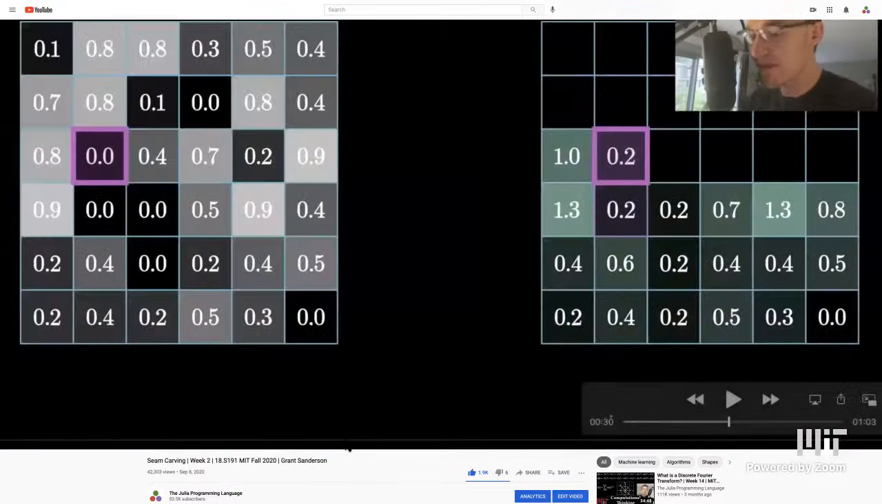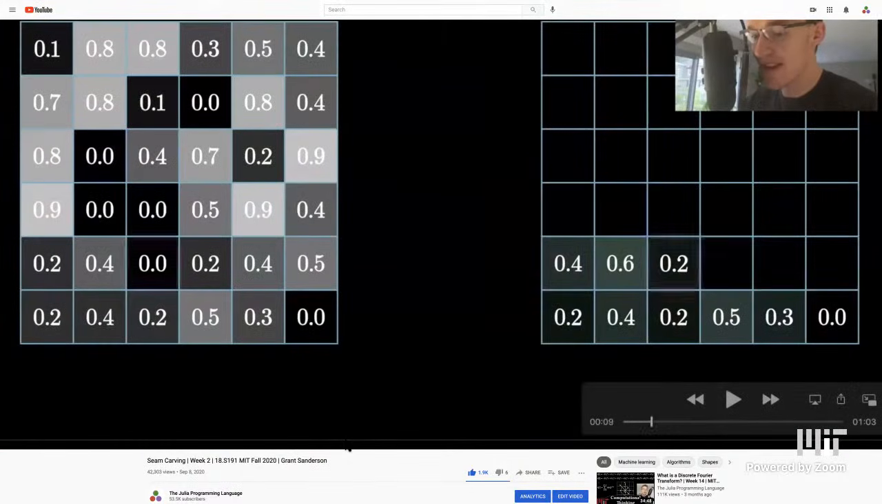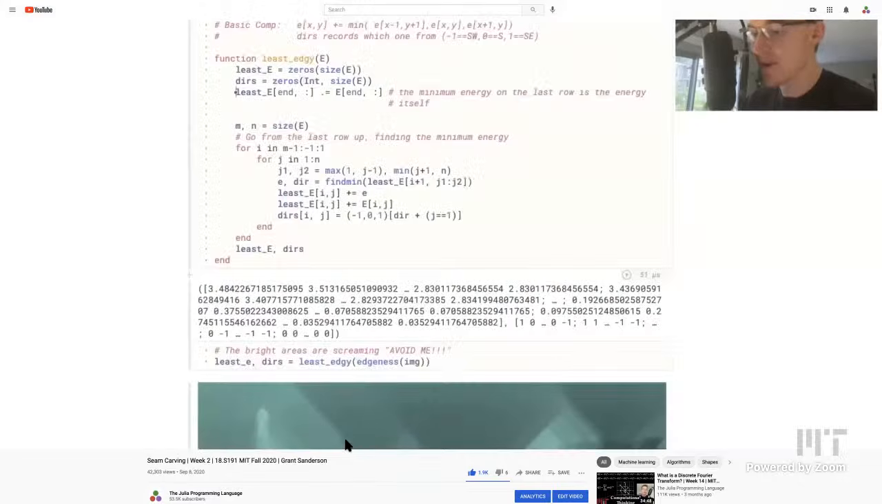Now, if you'll remember, the very first step before we did any of the recursive looks was to copy whatever the bottom row in the energy matrix was over to this new one that we're generating. And so that's exactly what we do here. We take whatever that bottom row is for E, and we fill that into the least E matrix. From there, we have a loop that goes from the bottom to the top, and then we're going to go from the left to the right.